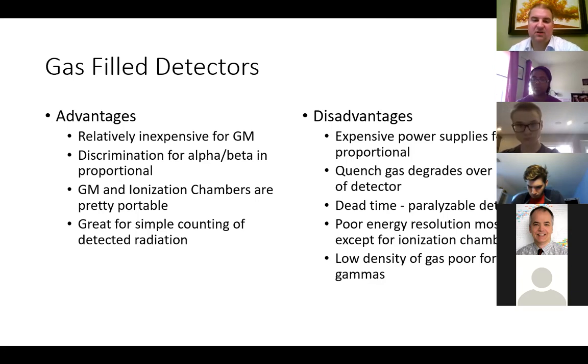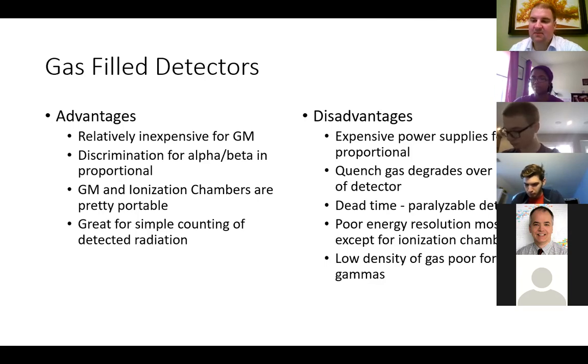Gas-filled detectors generally have poor resolution for energy, except for ionization chambers, and the low density of the gas itself is poor for detecting gamma rays. So gas-filled detectors would be okay for alpha, beta, maybe even neutrons, depending on what kind of gas you filled it with, but we typically use them for detecting alphas and betas.